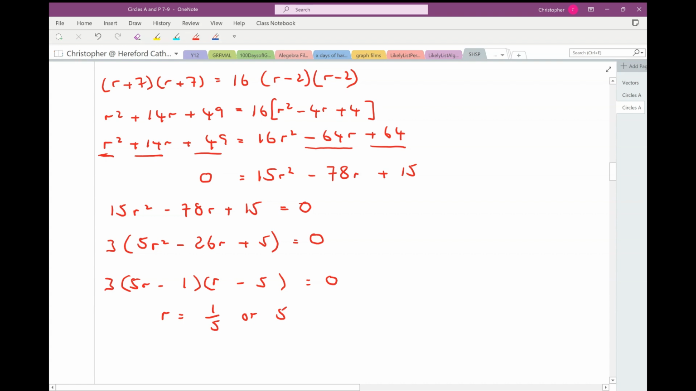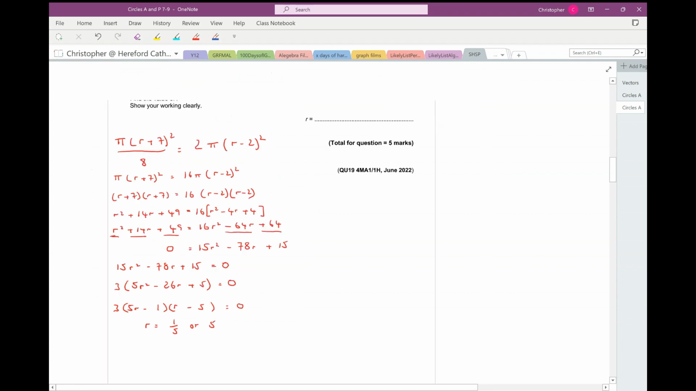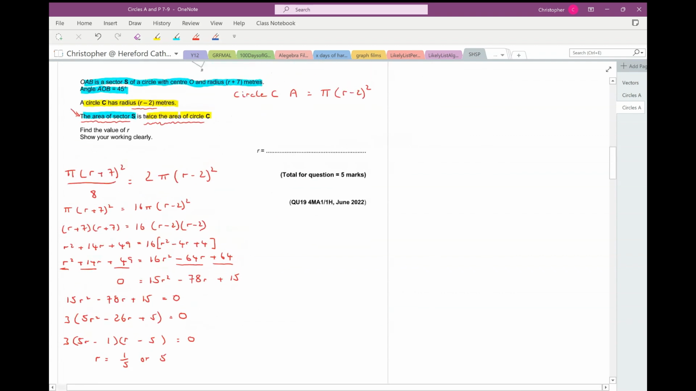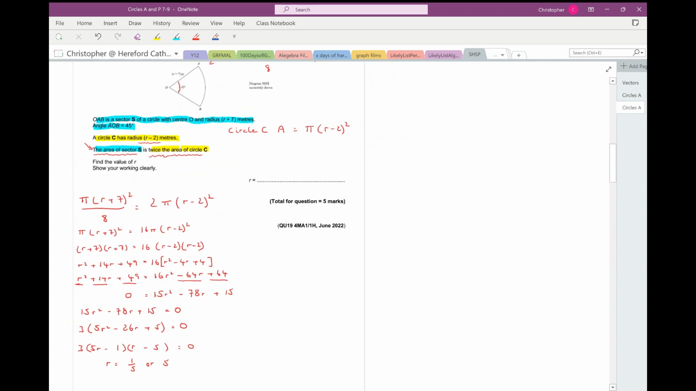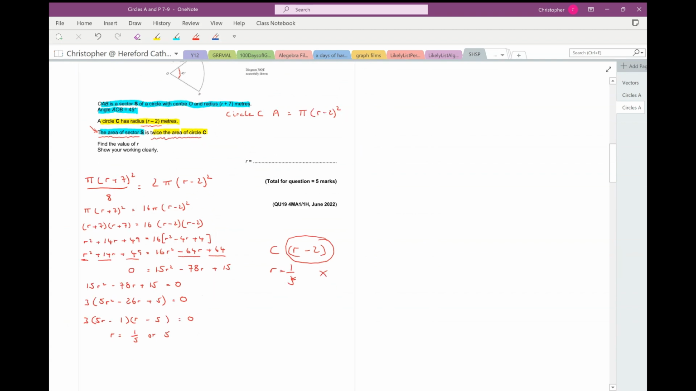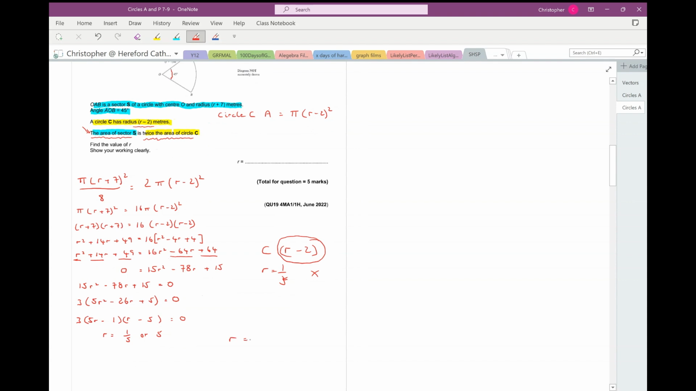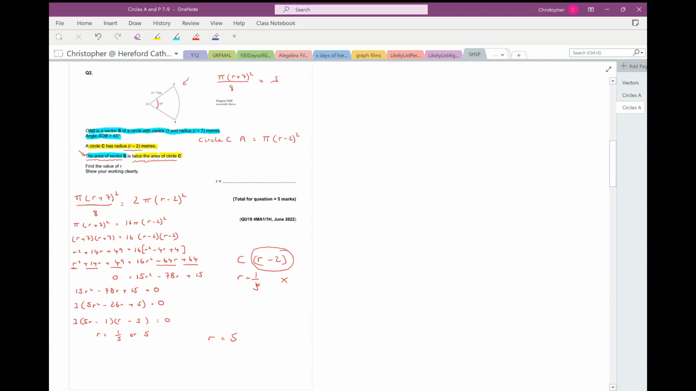Okay, a bit bizarre, there are 2 answers for r because I'm only expecting one answer. It says find the value of r. Now, the secret here is to realise that the circle C, its radius was r minus 2. So if r was a fifth, as it can be algebraically, then this circle C would have a negative radius. Well, obviously that makes no sense. So we're going to discount that answer. And so my answer is that r is 5. And that is the solution for question 2.